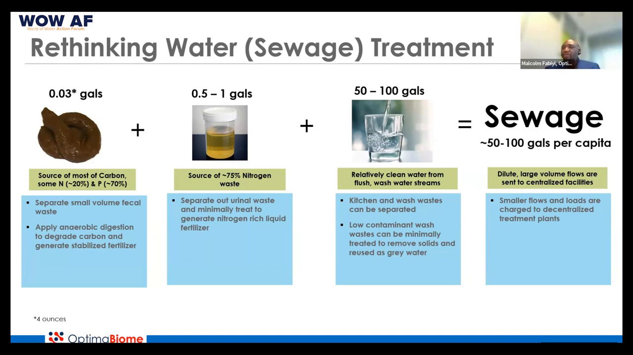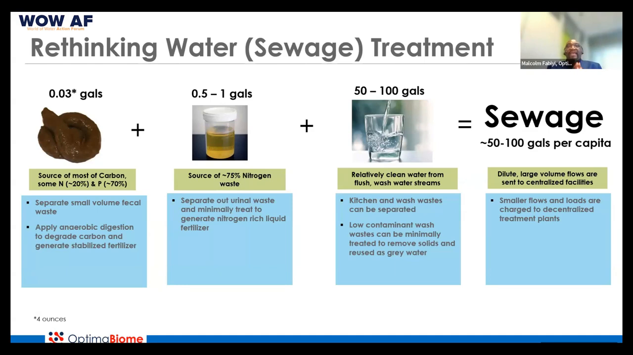Could we take the urinal waste? 75% of the nitrogen we're concerned about comes from urine. So could we take that urinal waste, separate it, not mix it in with everything else? Because that's the complication. That's one of the reasons why our treatment plants need to be bigger and bigger, because we're trying to do nitrification and denitrification. The urine itself, if it's stabilized, can be a very rich source of liquid fertilizer.